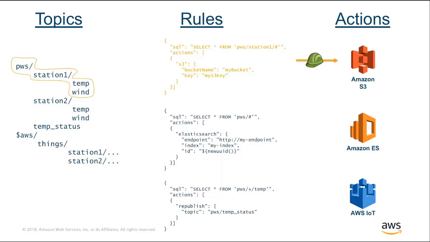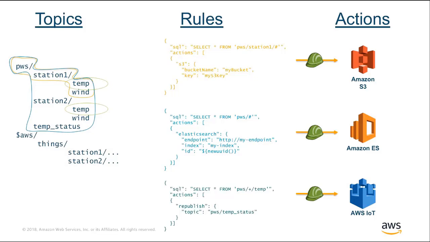Let's say we publish to station 1 or station 2. This would match our second rule because we're listening on select star from PWS/pound, which means match anything else after PWS. So these would all go to Amazon Elasticsearch Service.